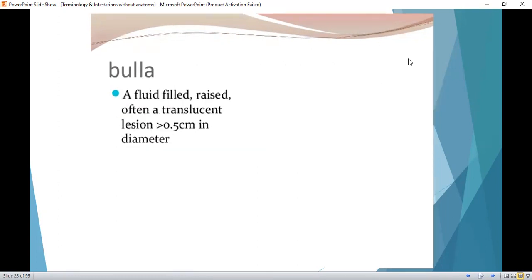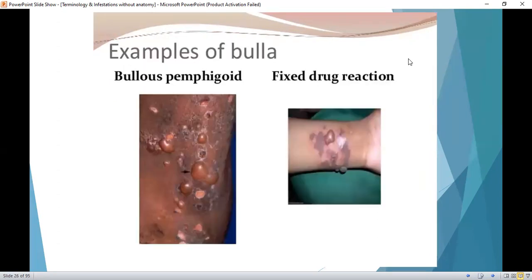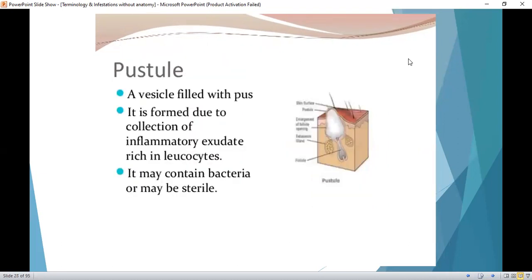When the vesicle becomes a bit larger, it becomes a blister. And when it becomes really larger than 5 centimeter, then it becomes a bulla, which is a fluid-filled, raised, often translucent lesion. Examples are bullous pemphigoid and the fixed drug eruptions.